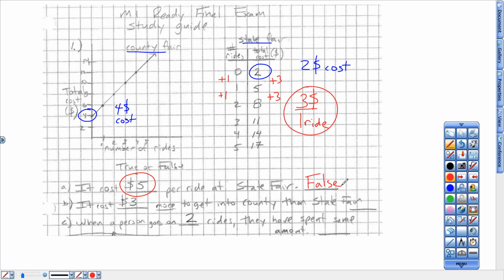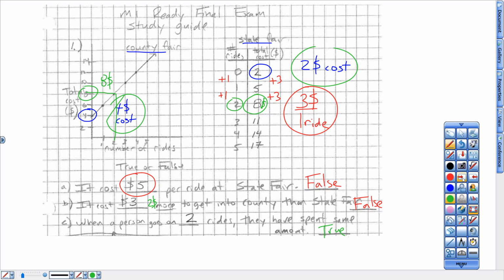All right, it costs $3 more to get into the county than the state. And if I have 4 and 2, that's only $2 more. That's not $3 more. So this one would also be false. And then the last one, it says 2 rides. For the county fair, 2 rides cost $8. For the table, 2 rides cost $8. So is it the same amount for 2 rides? That would be true for that one.